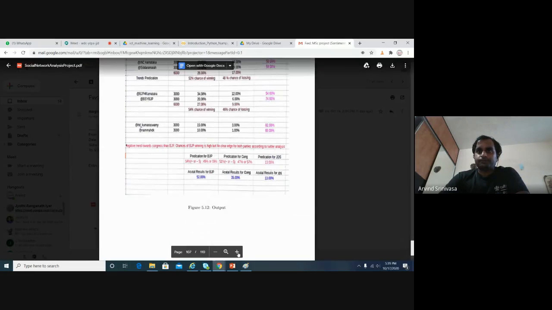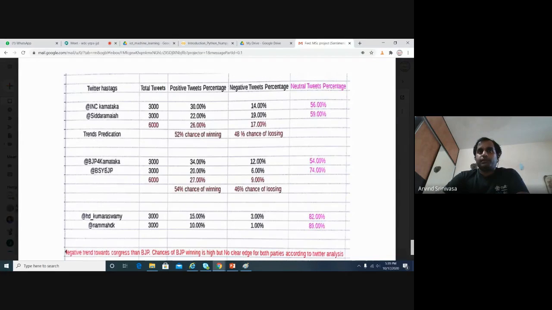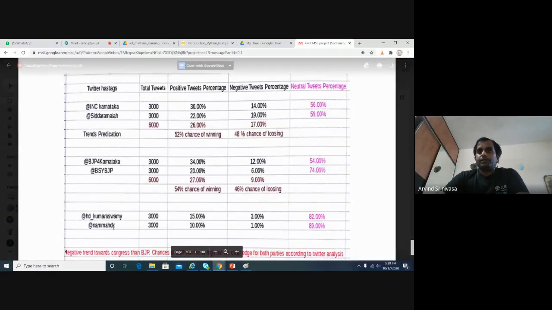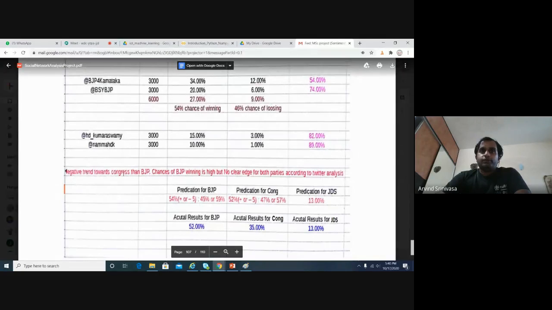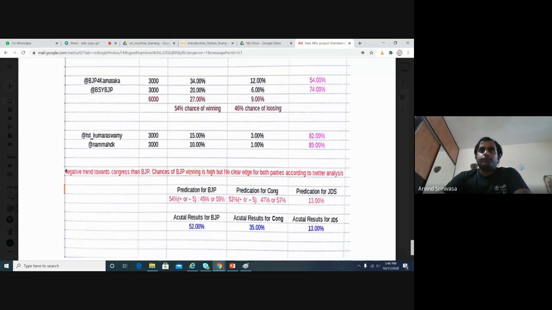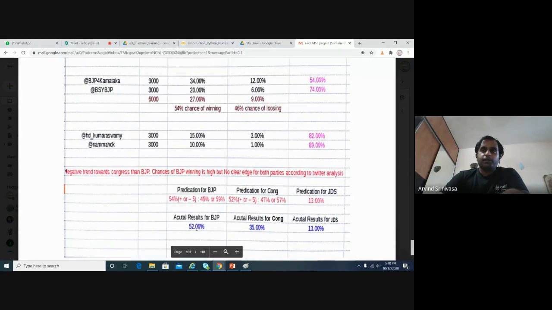Okay, this is the result. These were the Twitter handles she took: INC Karnataka, Siddaramaiah, BJP for Karnataka, BSY BJP, HD Kumaraswamy, and HDK. We predicted based on a negative trend towards Congress rather than BJP. Chances for BJP winning are high, but no clear margin for either party according to Twitter analysis. So we know what happened. We told the accuracy of the result for BJP is 52%.